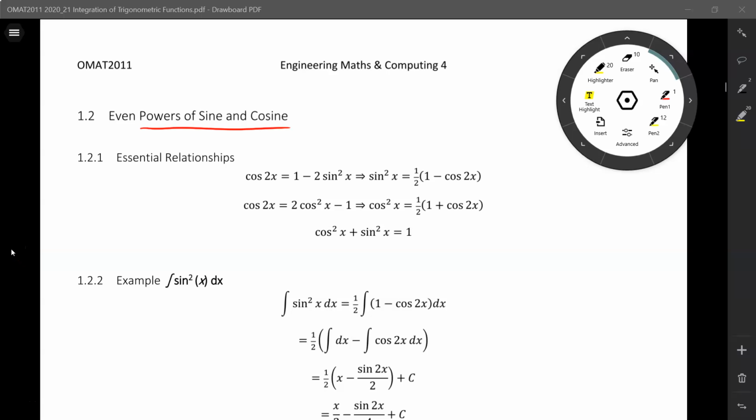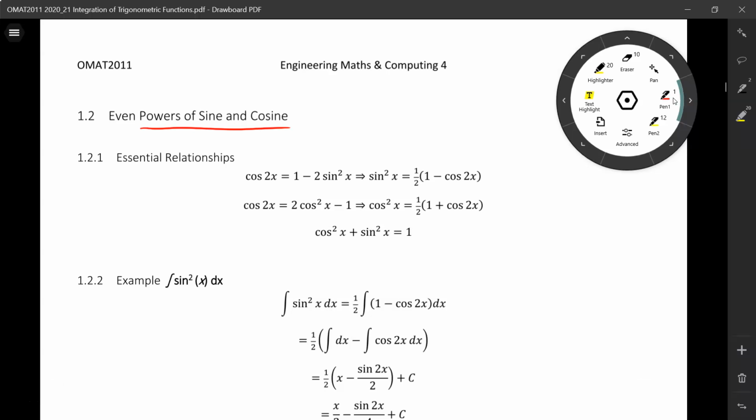So in this example, we're going to look at integrating even powers of sine and cosine. And there's a different methodology here than if you're doing odd powers of sine and cosine. So when you're going through this, you have to have these essential relationships. You get these in the maths papers.